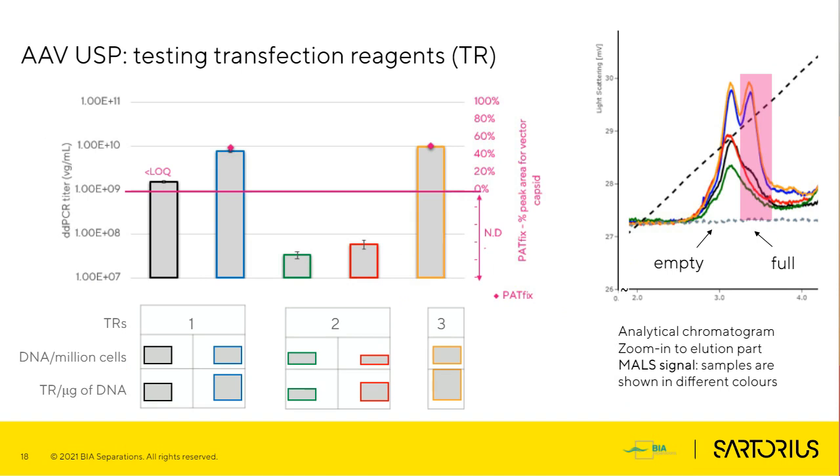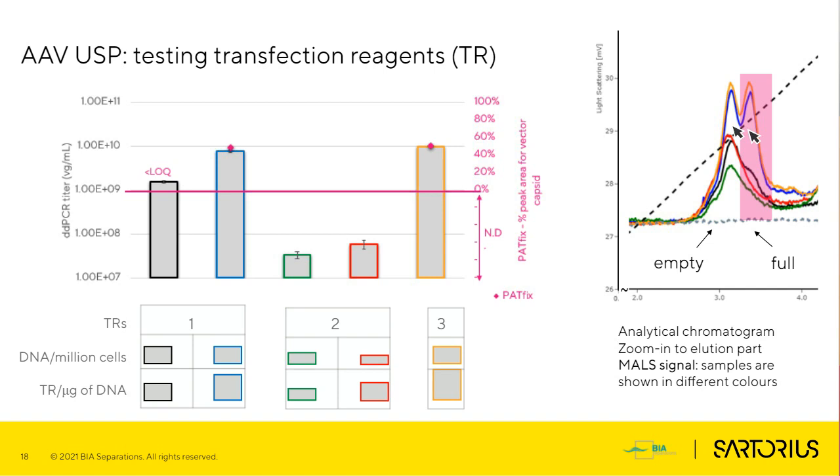Important for the quantification is the graph on the right side. So how did we calculate the percent of full? We took the percent of peak area. We calculated the peak area of full and then calculated in what percent it is present compared to empty and full peak areas together.